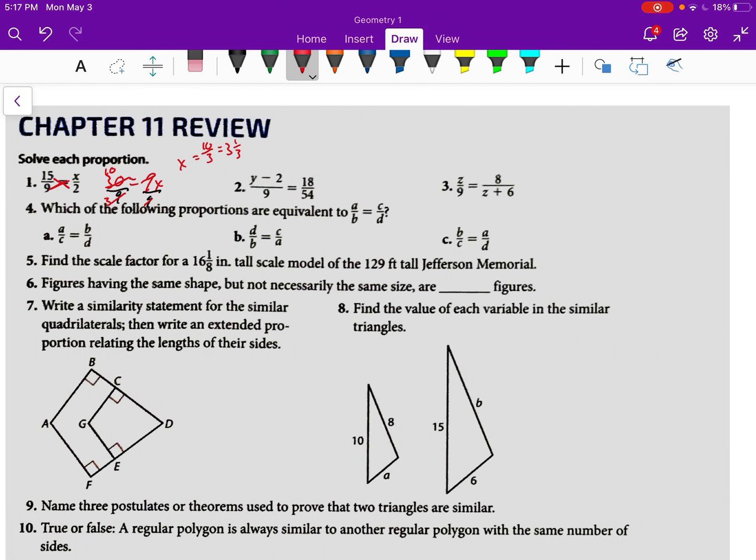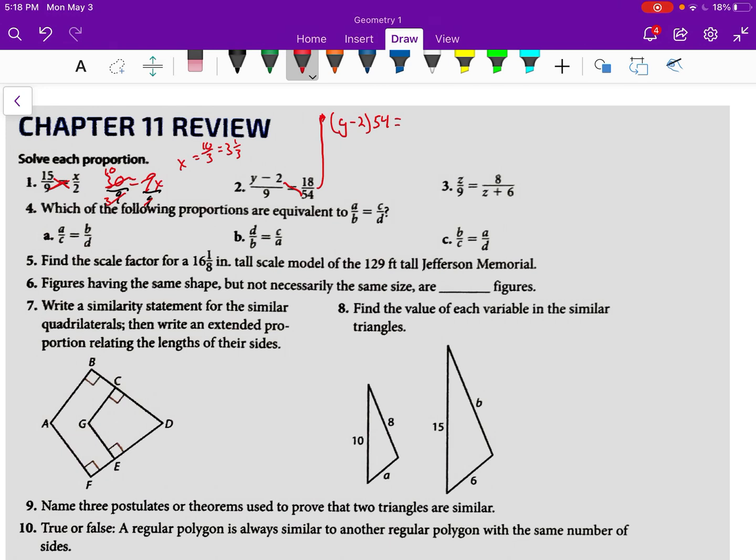Next one, we're going to cross multiply again. Hopefully you're doing this on a separate sheet of paper. I'm going to try to squeeze some of these things in here. But once again, this is a proportion, so we cross multiply. The thing that we need to be careful of here is when we cross multiply, this is y minus 2, the whole thing times 54. So don't forget those parentheses because we'll have to distribute the 54.